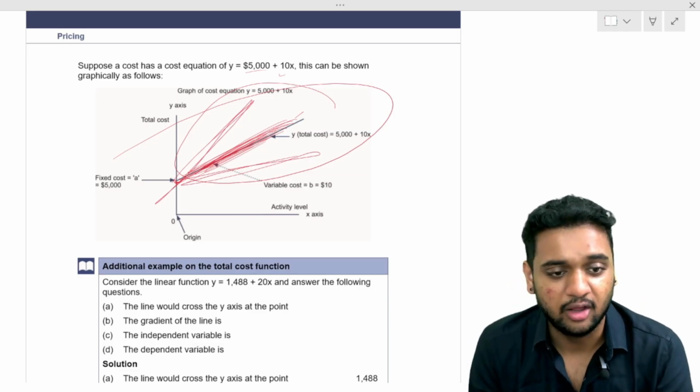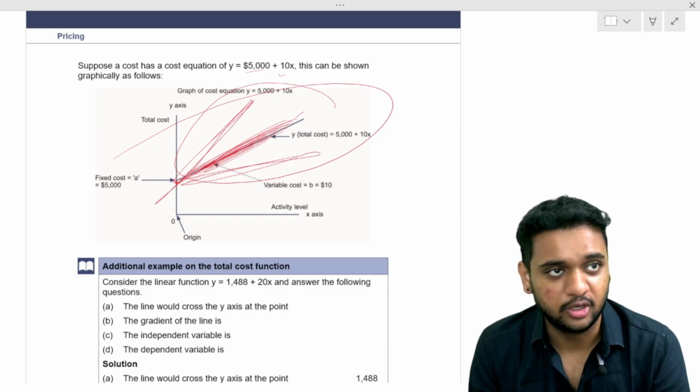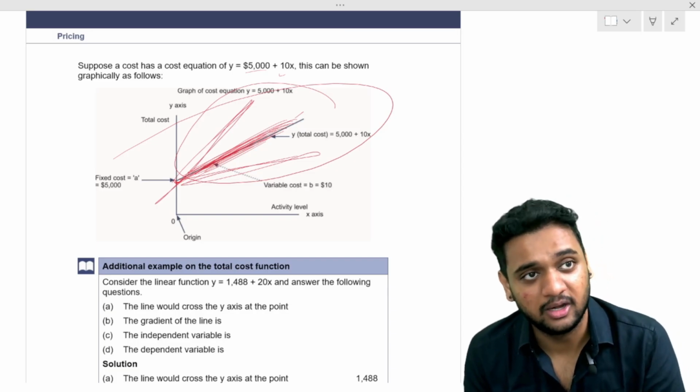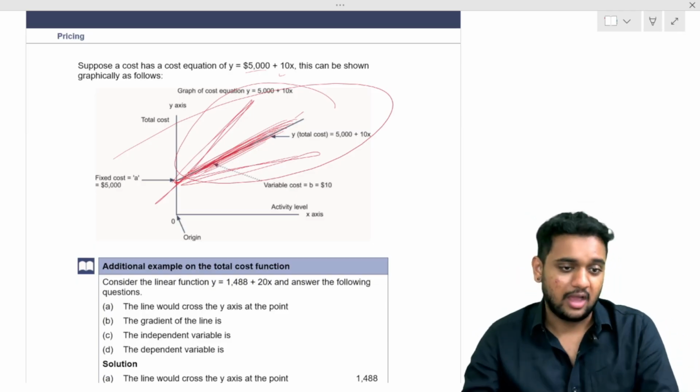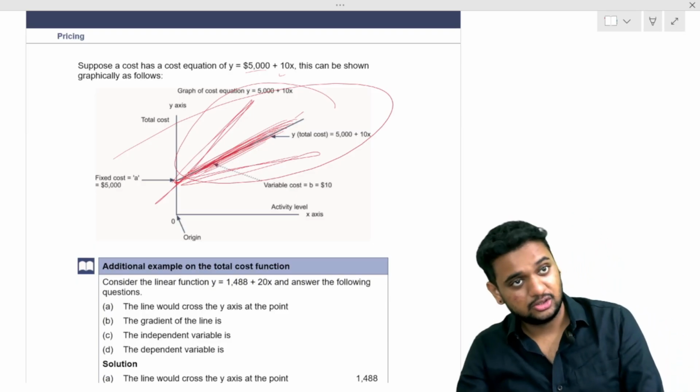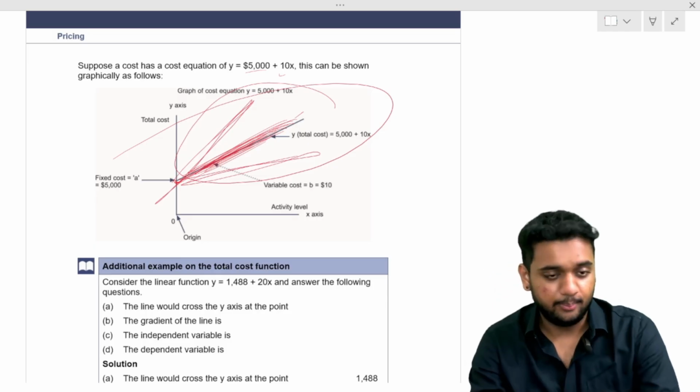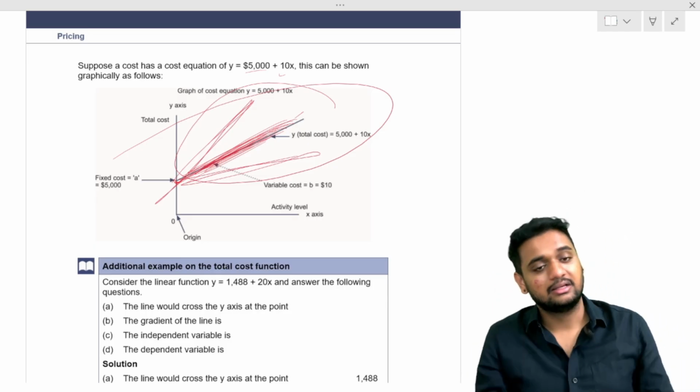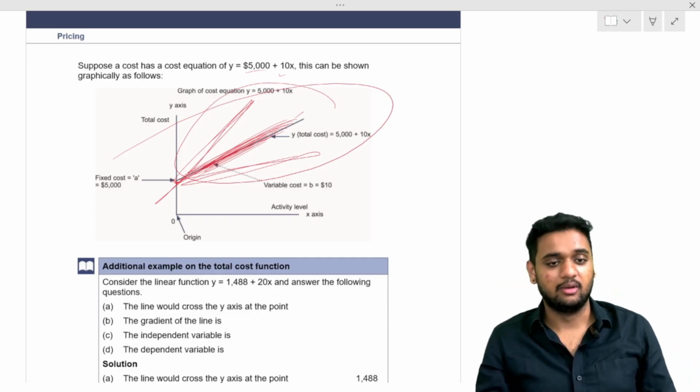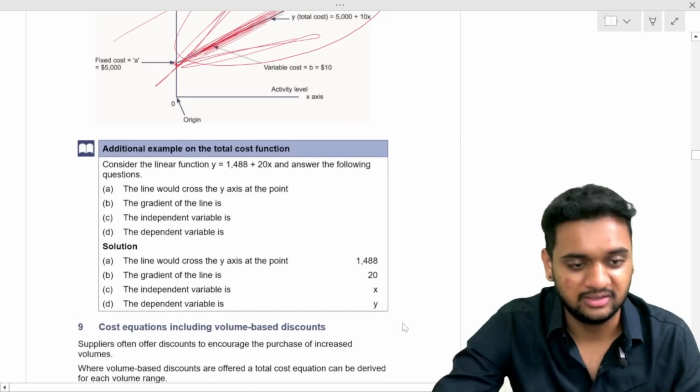1488. Super. Gradient of the line. Variable cost per unit. 20. Tell clearly, variable cost per unit, that is 20. Otherwise called as slope. Next, what is the independent variable? X. What is the dependent variable? Y. All of that is given below.